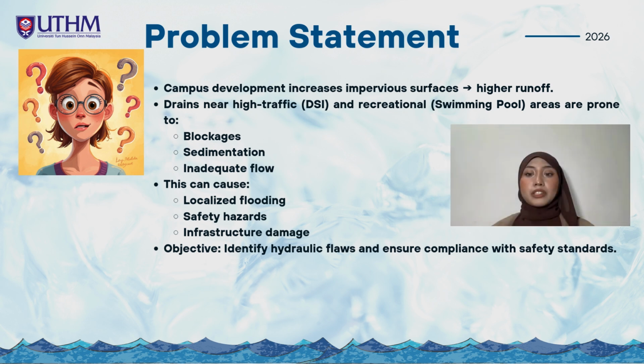As our campus continues to grow, more surfaces are being paved, which leads to increased surface runoff. Drains located near high traffic areas like DSI and other recreational zones are particularly prone to blockages, sedimentation, and inadequate flow conveyance. These can result in localized flooding, safety hazards for students and staff, and potential damage to campus infrastructures itself. The purpose of our study is to examine the current hydraulic performance of these two main drains assigned to our group, identify any deficiencies, and ensure they comply with operational and safety standards.